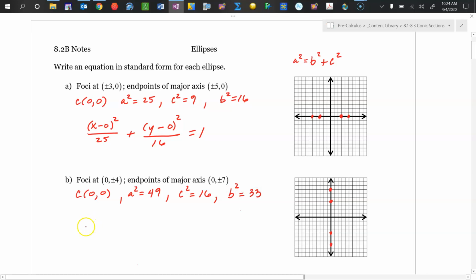So the equation of our ellipse is going to be x minus 0 quantity squared over 33 because it's longer in the y direction, so the y term gets the larger denominator. Y minus 0 squared over 49 is equal to 1.